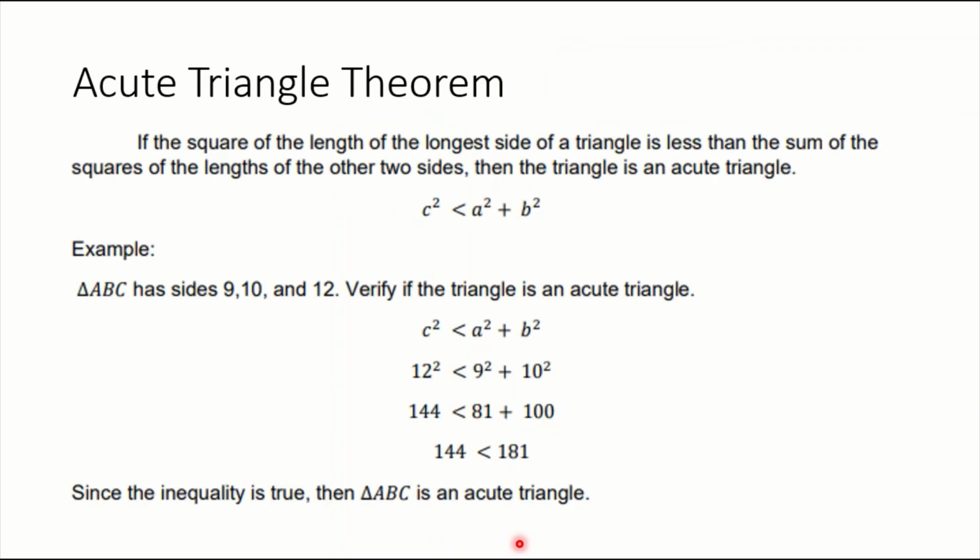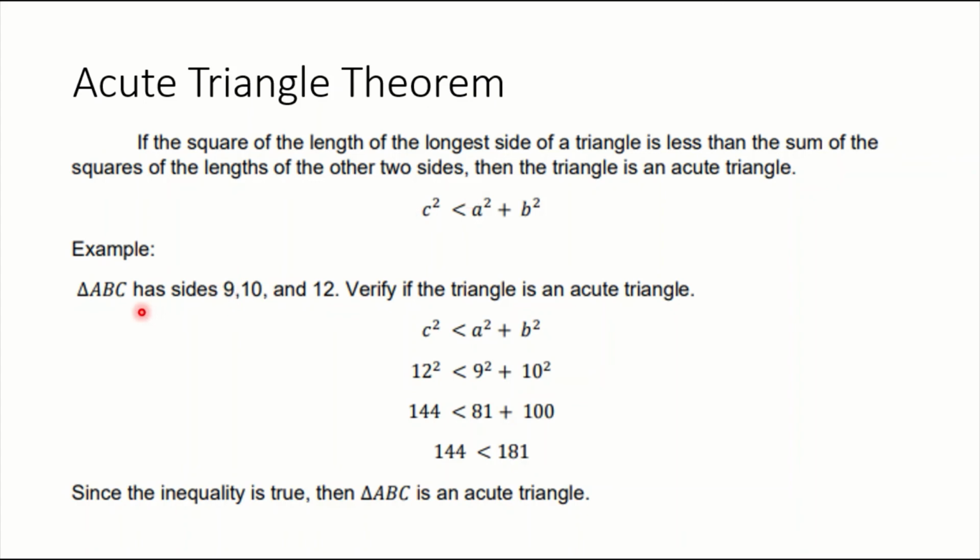Okay? So, acute triangle theorem naman na tayo after Pythagorean theorem. If the square of the length of the longest side of a triangle is less than the sum of the squares of the lengths of the other two sides, then the triangle is an acute triangle. So this is how we are going to determine if the given is an acute triangle. c squared is less than a squared plus b squared. Wag malilito, ito ay less than. Kasi para malaman natin kung acute triangle siya.